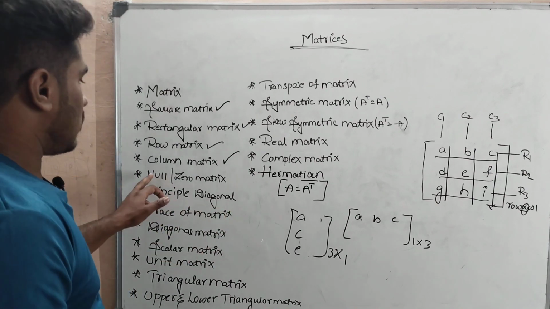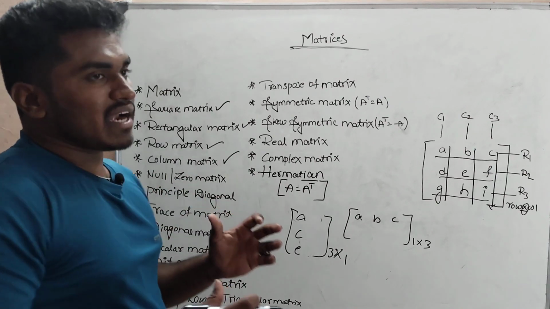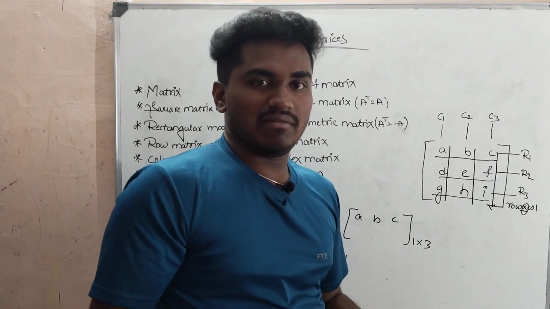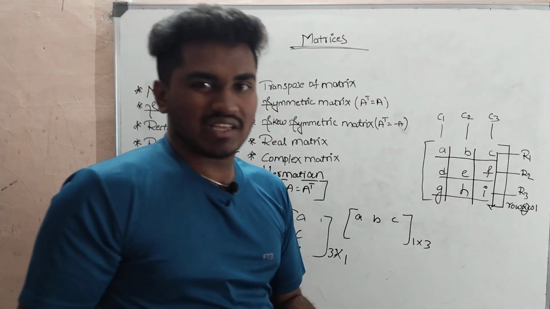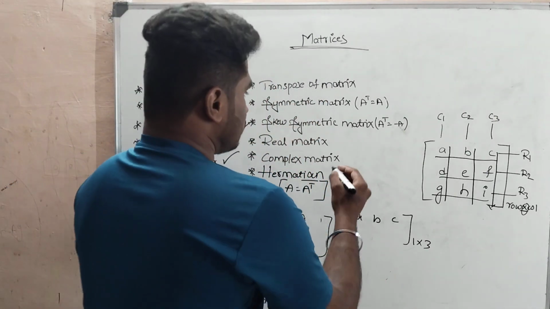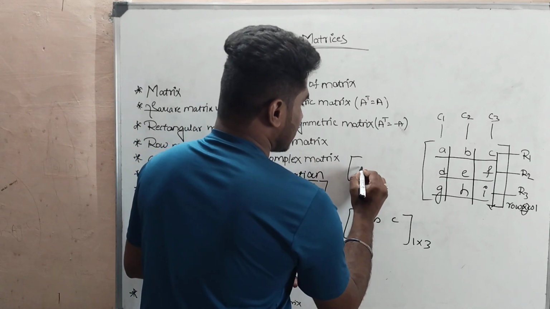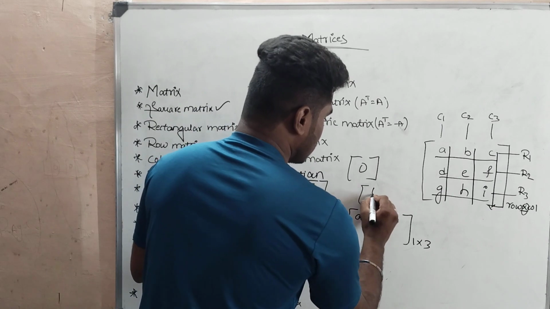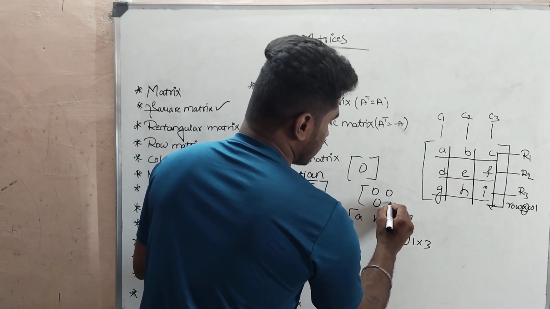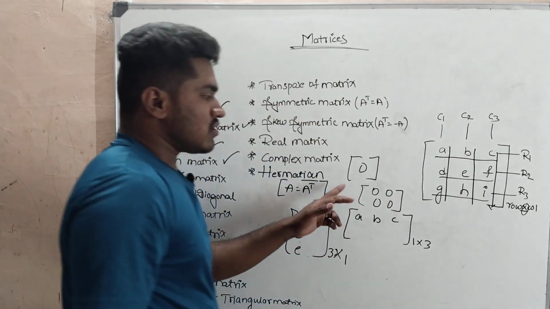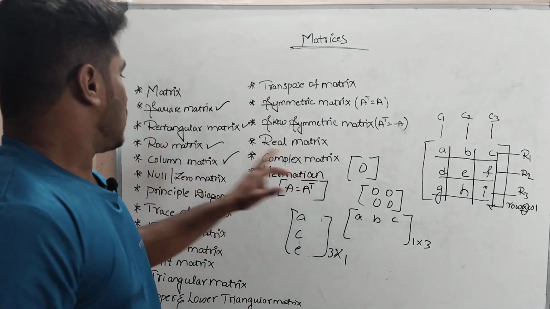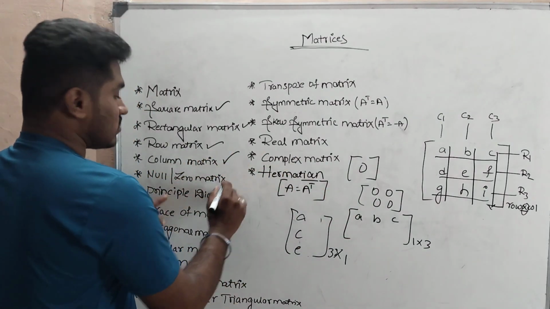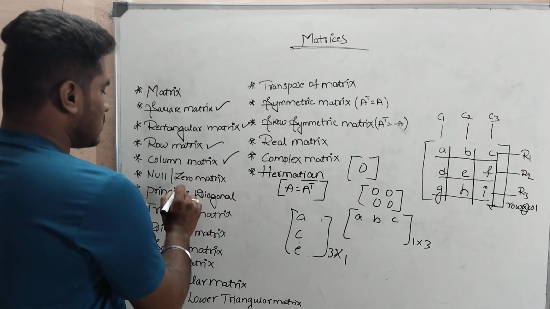When we come to the null matrix, a null matrix is nothing but a matrix that doesn't have any non-zero elements. It may consist of 0. See here, a null matrix may contain 0, or it may contain 0, 0, 0, 0, likewise. So this particular matrix is said to be a null matrix. Okay, the null matrix is also termed the zero matrix.